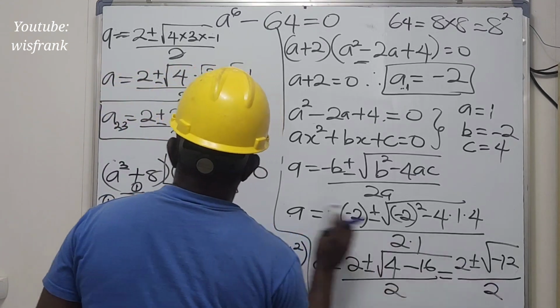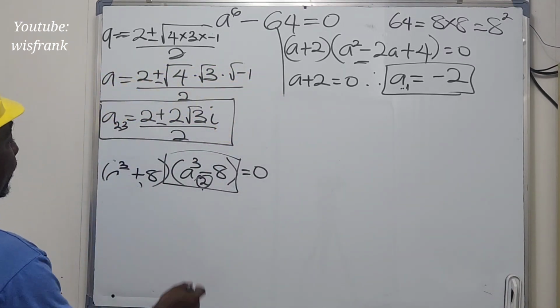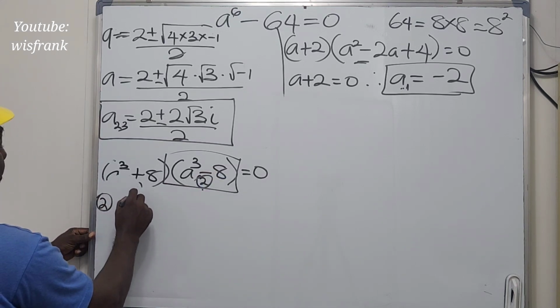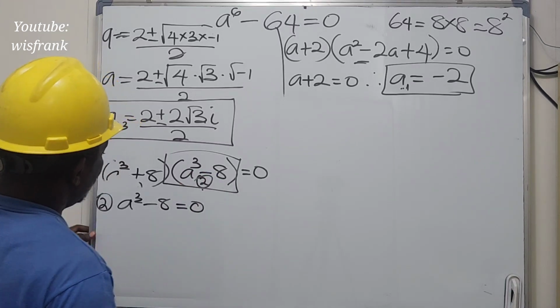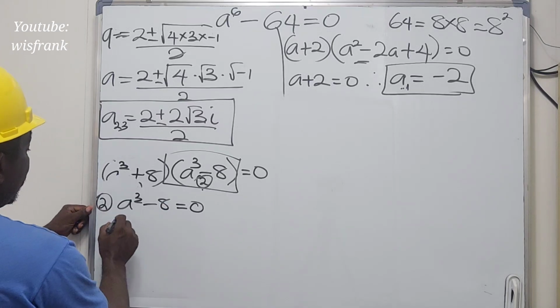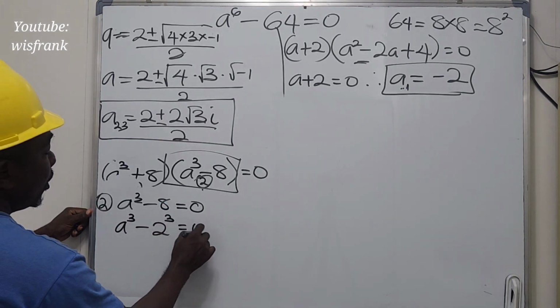In that case, we need to clean this to have space. Then the value of a from the second equation, where we have a to the power of 3 minus 8 equals 0. That is for the second one. 8 can be written as 2 to the power of 3, so we have a to the power of 3 minus 2 to the power of 3 equals 0.